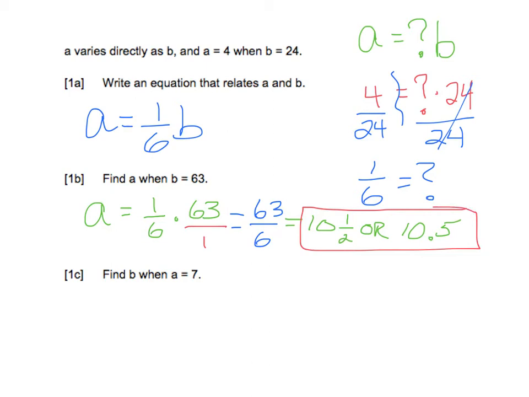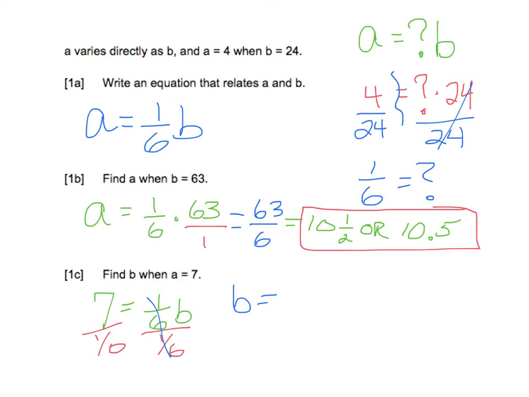For C, it says here, find B when A is 7. So we're going to do the same process for this one as we did in B, but we're going to now plug in a 7 for A. So this would be 7 equals 1/6 B. So how do you get rid of this 1/6? We want to divide both sides by 1/6. So by doing that, those cancel, and we're left with B equals.